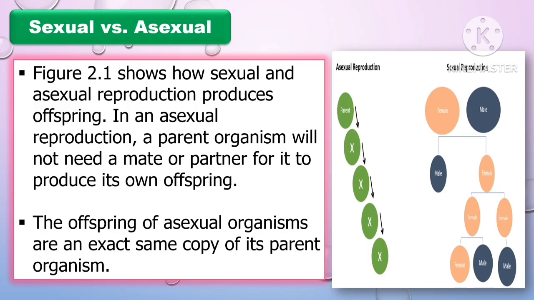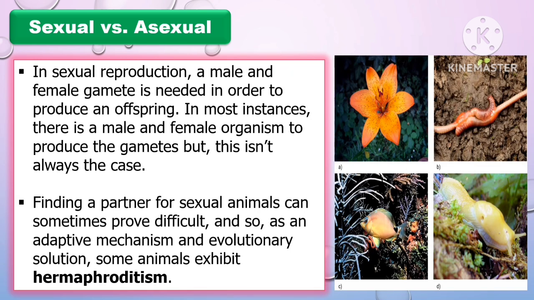In the figure, it shows how sexual and asexual reproduction produces offspring. In asexual reproduction, a parent organism will not need a mate or partner for it to produce its own offspring. The offspring of an asexual organism are an exact same copy of its parent organism. In sexual reproduction, a male and female gamete is needed in order to produce an offspring.